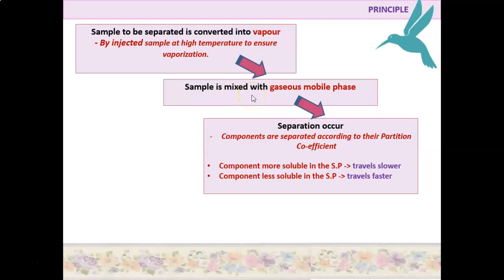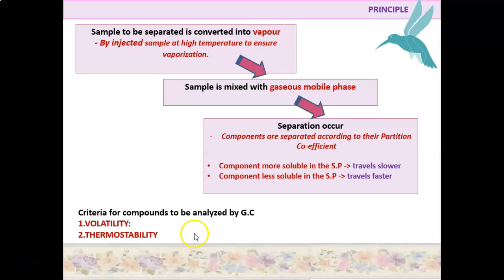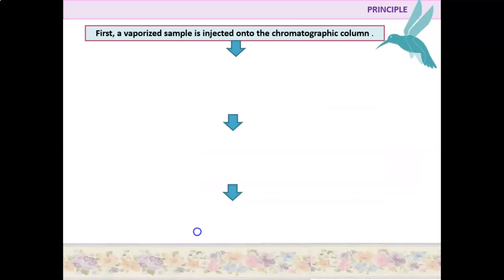The sample is mixed with gases, the mobile phase, which is an inert gas. Then separation will occur. Components are separated according to their partition coefficient, whereby components which are more soluble in the stationary phase will travel slower and will be eluted last. The component which is less soluble in the stationary phase will travel faster and will be eluted first during the chromatography process. Some criteria for a compound to be analyzed by GC: it must be highly volatile and also thermostable, which is stable at high temperature.